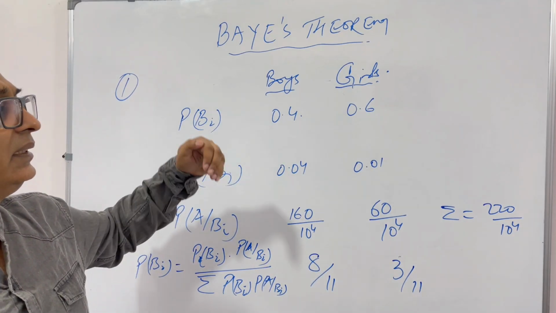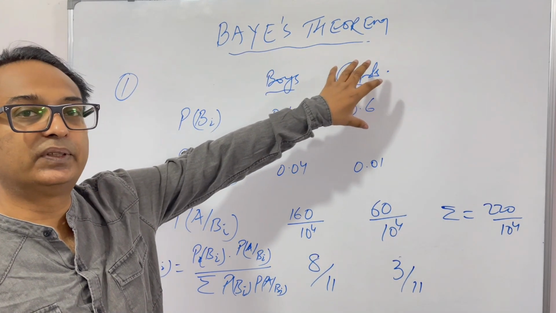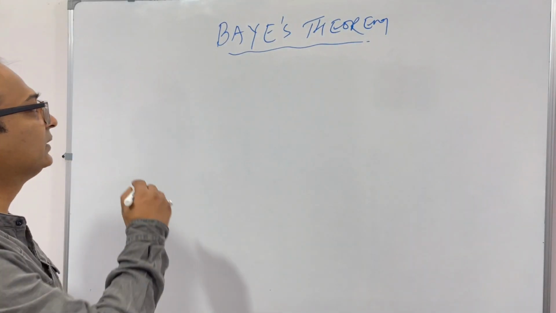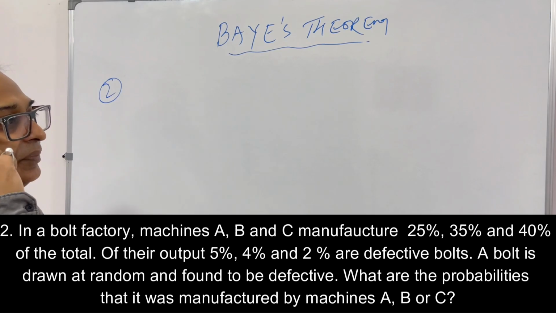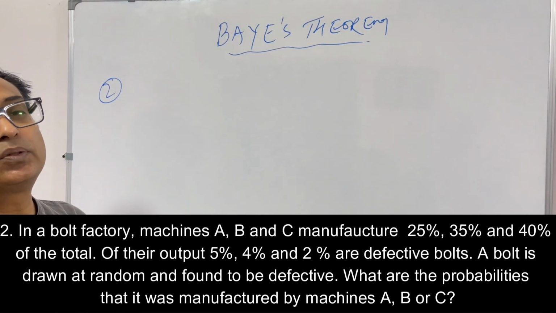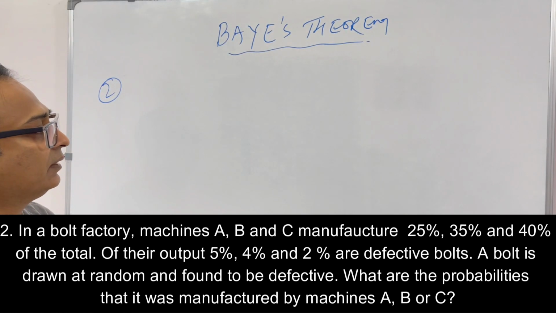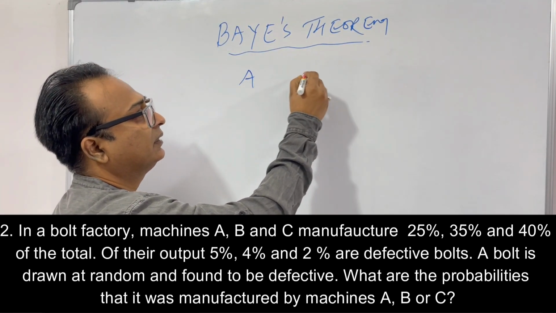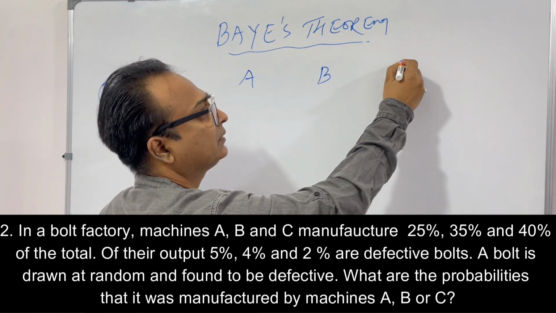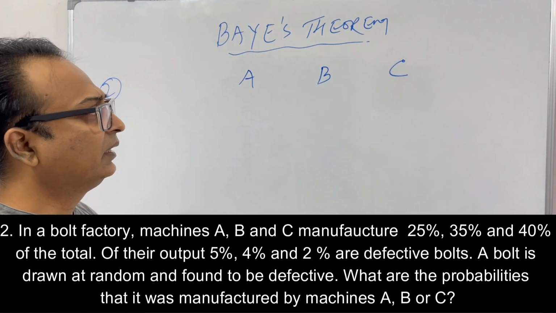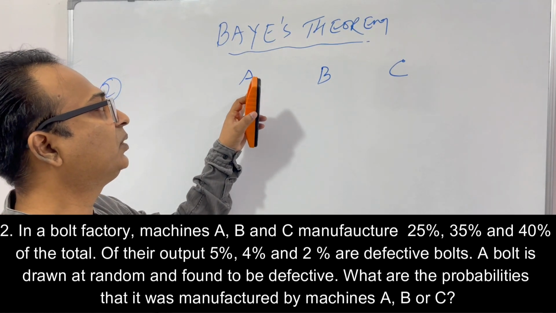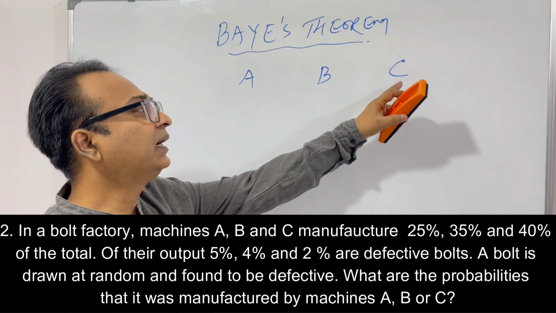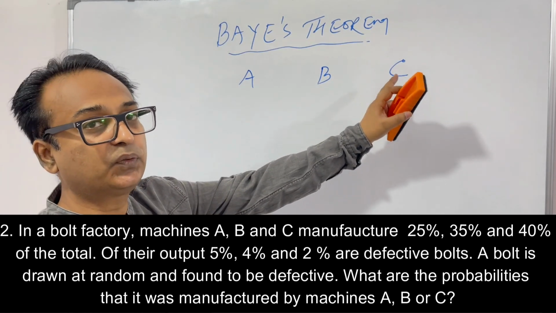Not very tough. Here we have taken 2 exhaustive events. Now we will take 3 exhaustive events and understand it. Our second example says we have a factory producing bolts, and we have 3 machines that produce bolts: machine A, machine B, and machine C. Machine A produces 25% of the bolts, machine B produces 35% of the bolts, and machine C produces the remaining 40% of the bolts.